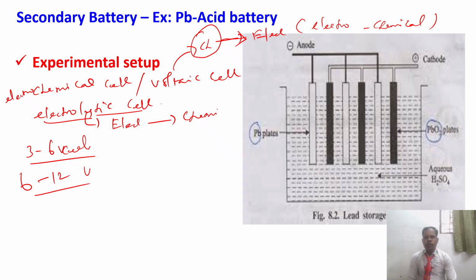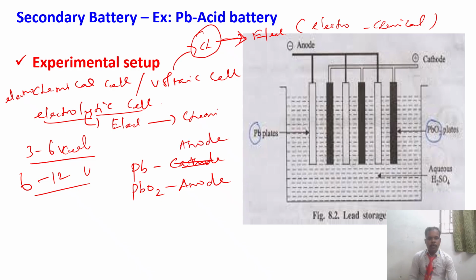So the electrodes are here. Lead is the anode, and lead dioxide is the cathode.